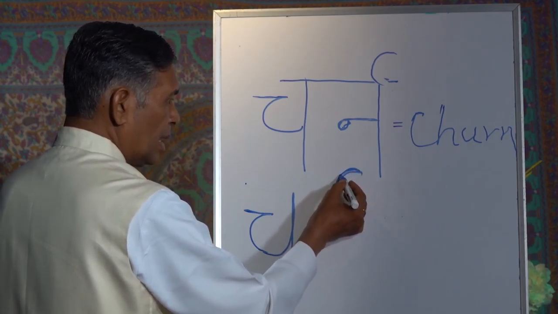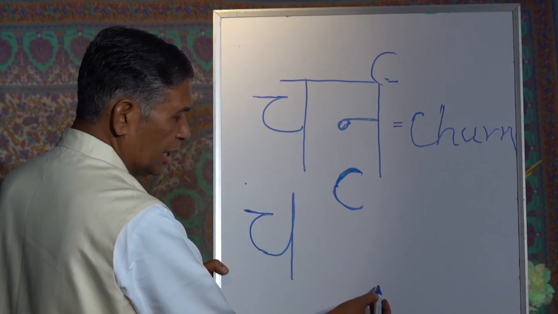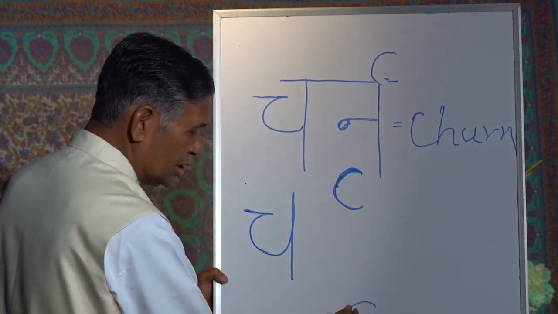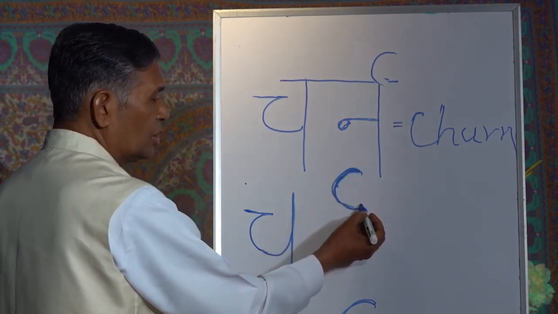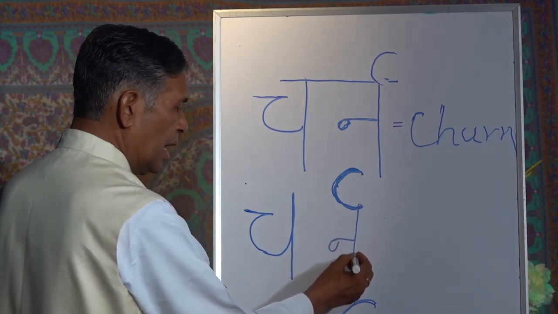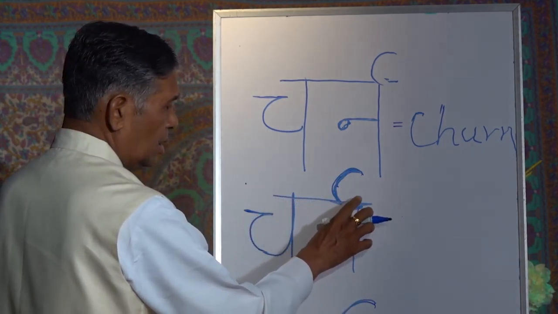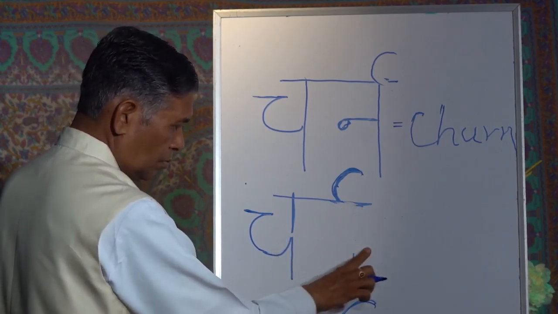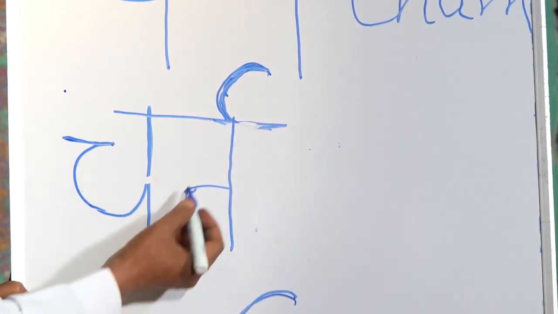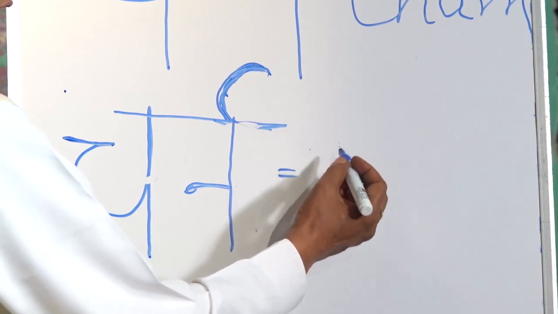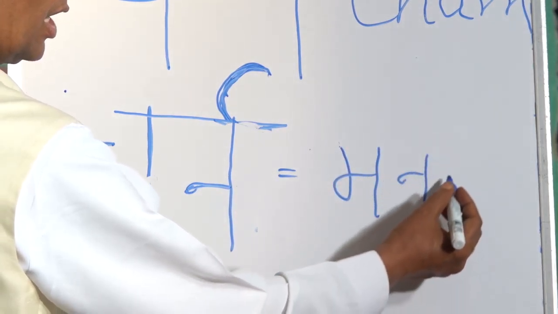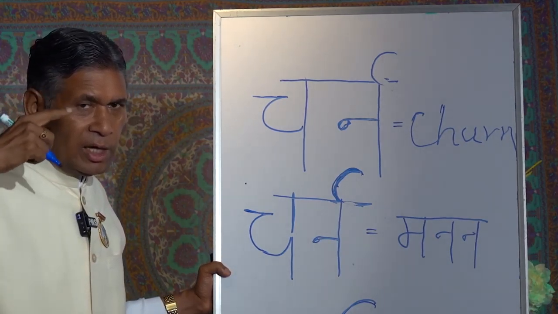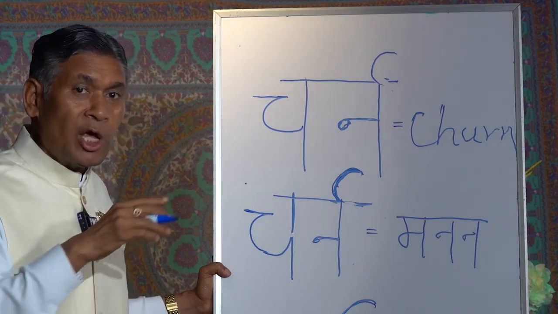The significance for the half ra is that in writing it is like what you write under the letter for the re, like a C, but if it is above the letter, then it is a half ra. The next letter is na, so this is cha, half ra, and then na. Charn means, according to Hindi, manan. Manan, through the mind, what we think, that we call in Hindi manan karna, charning, churning.